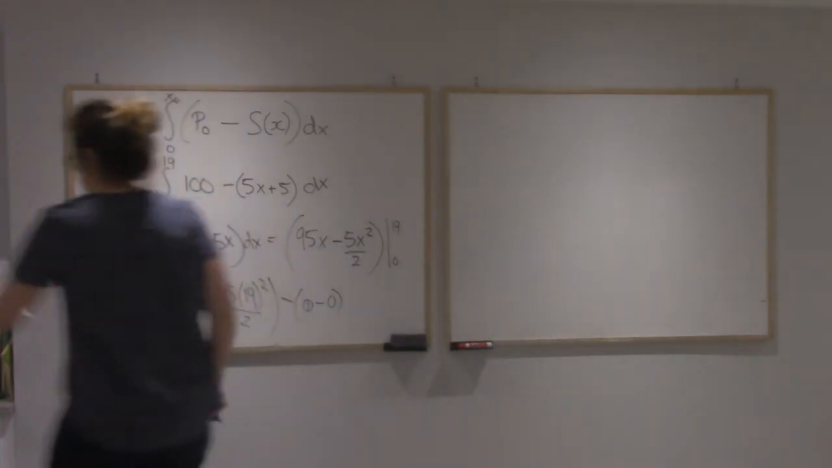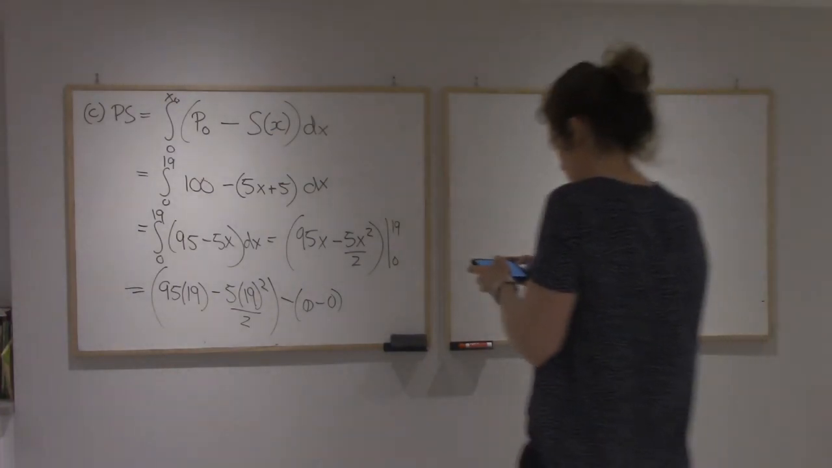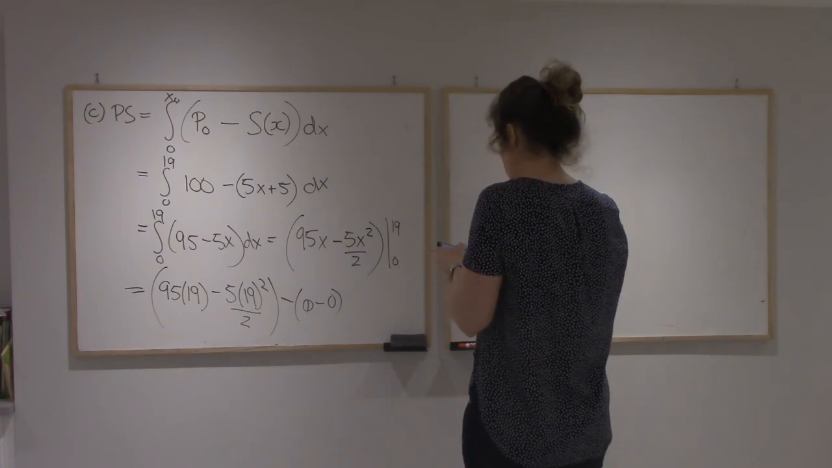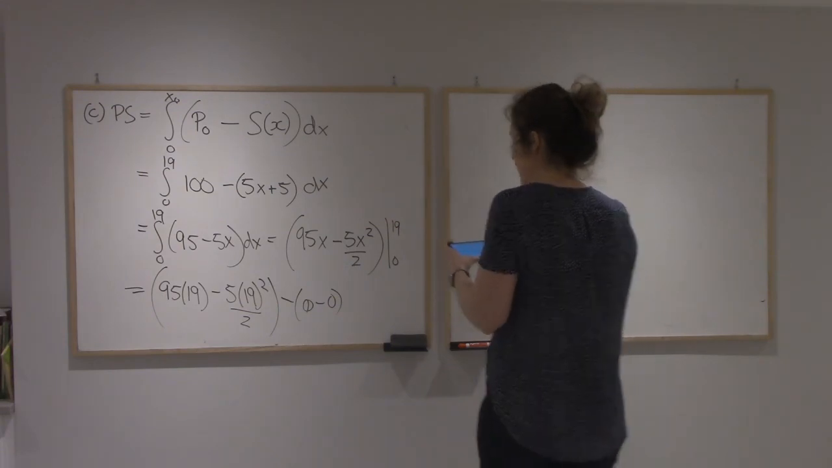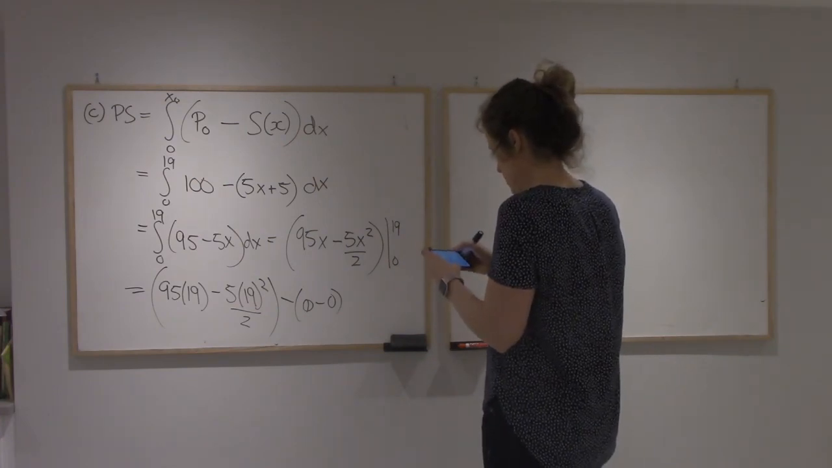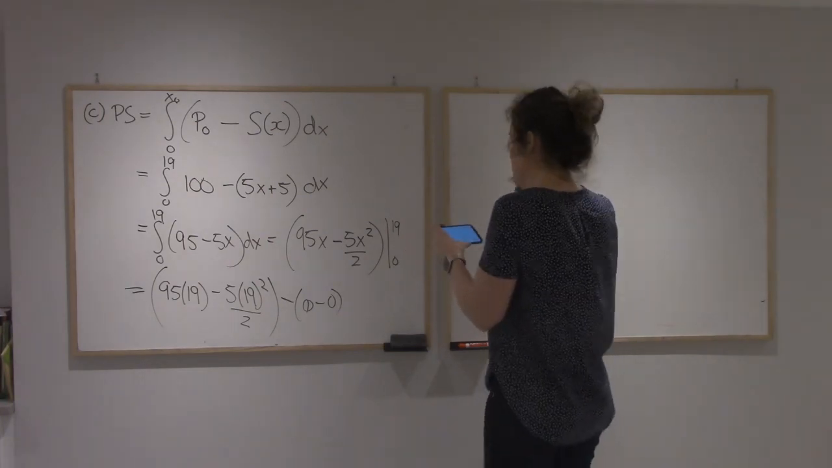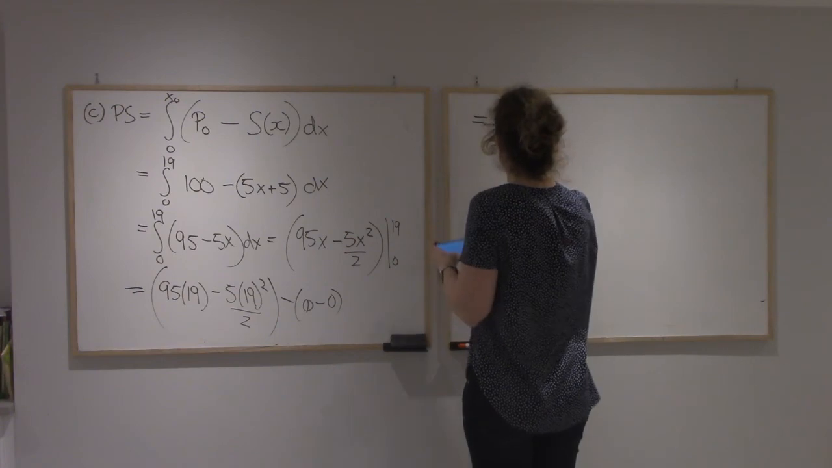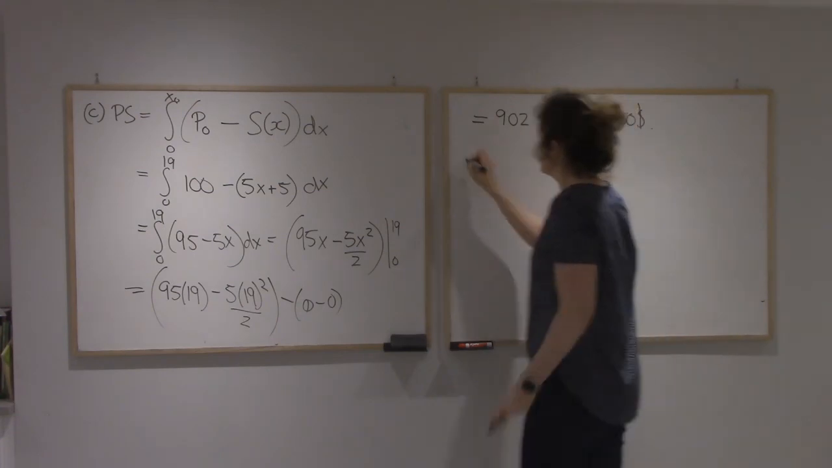Let's double check what we would have gotten with our phone. So 95 times 19 minus 5 times 19 squared divided by 2. I get negative 519. I knew I was wrong because I got a negative number and that would make no sense here. Alright, so now I'm getting 902.5, so really $902.50.